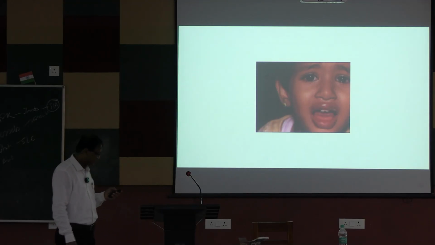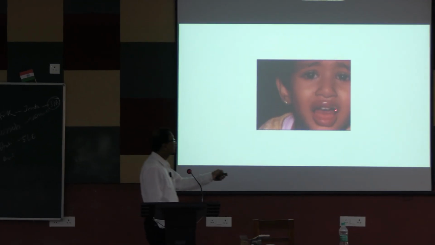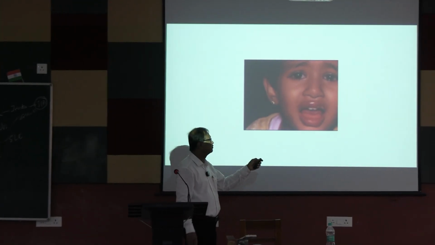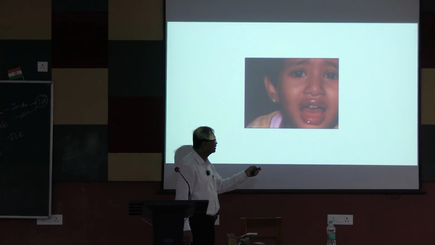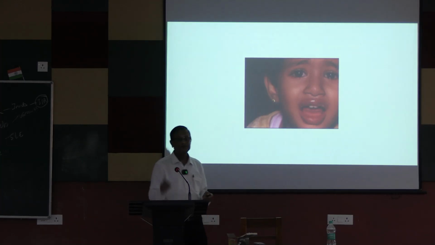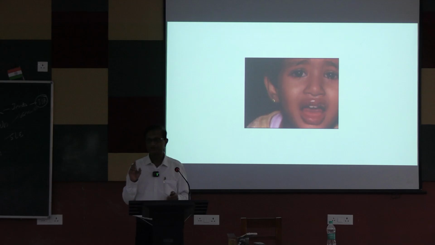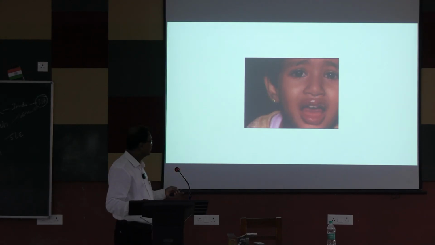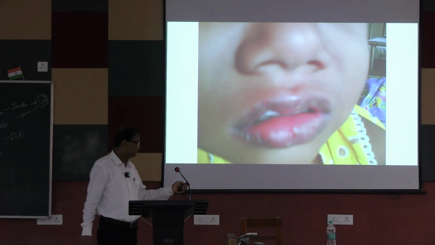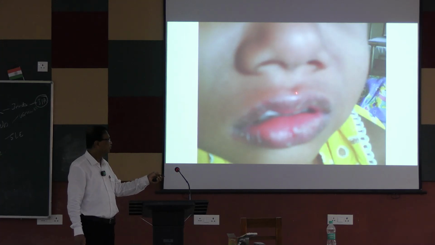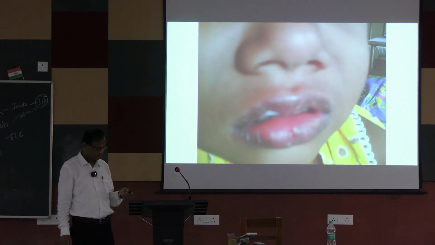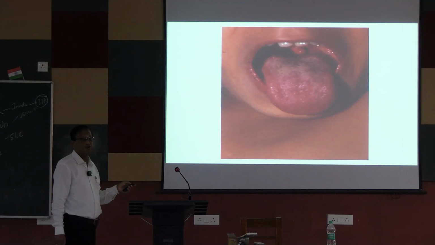Now see the cracked lips. I don't know if it is visible from the back bench or not. The lips are swollen and there are vertical cracks and fissures. These lips are very swollen. This is very characteristic of Kawasaki disease. See how much swollen the lips are. Swollen lips. Strawberry tongue.